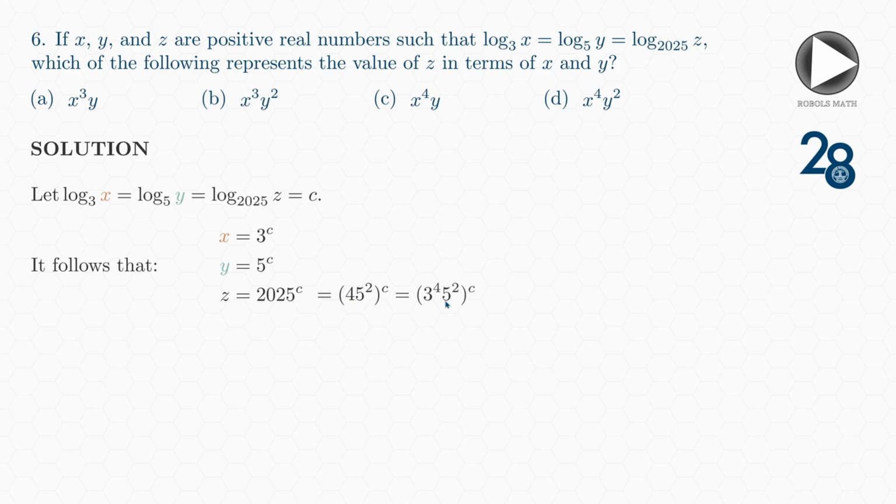I'm showing you the process of how I solved it. Technically, you can skip this 45 squared and just straight out factorize 2025, but it's a personal preference. I know 2025 is 45 squared, so for me it's easier to factor it this way. Anyway, the important thing here is we know that 2025 is equal to 3 to the 4th times 5 squared.